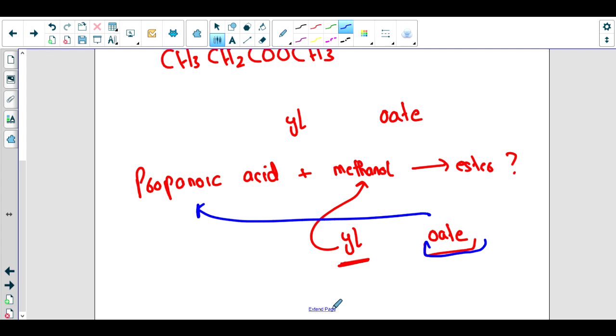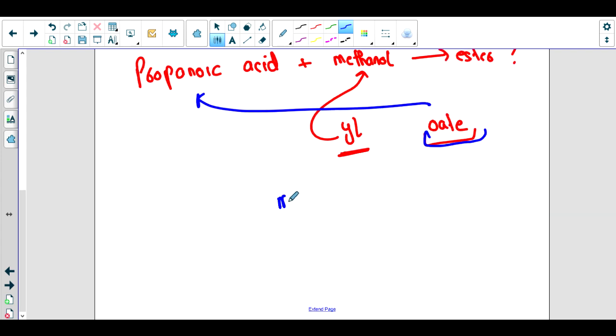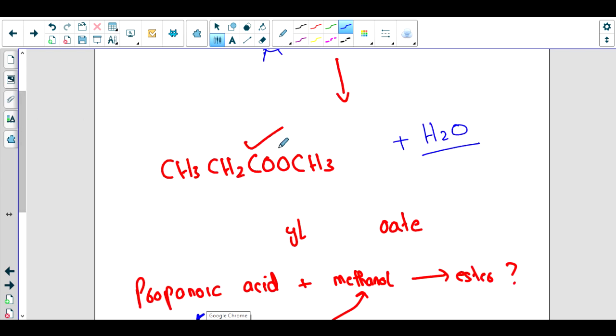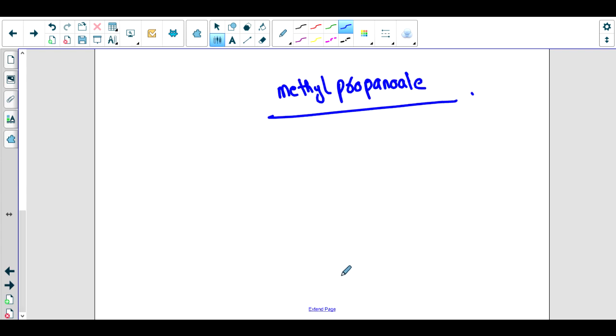Now this is methanol, so methanol will become methyl, and the oate part will be from the acid, so methyl propanoate. This will be the name of the ester which we have here. Where is the ester? This one. This is methyl propanoate. How can I read it? This is methyl, and this is three carbons, so propanoate. Methyl propanoate.